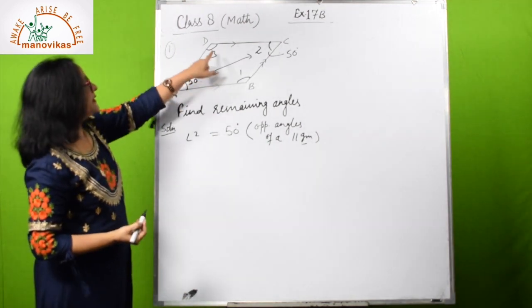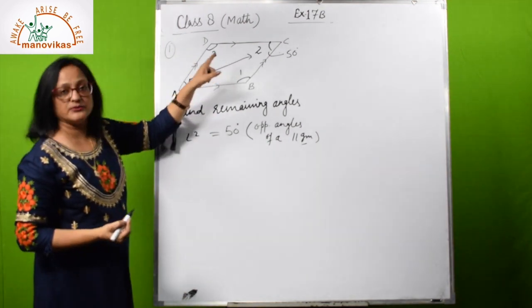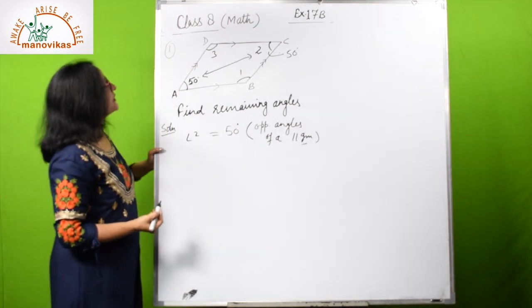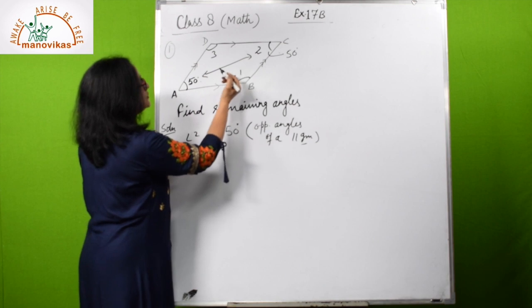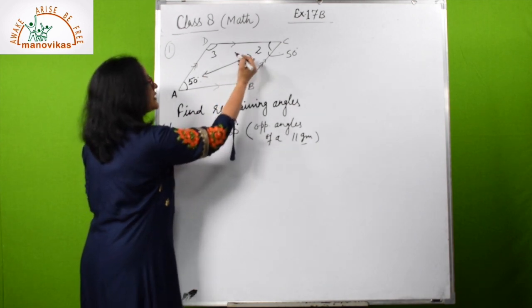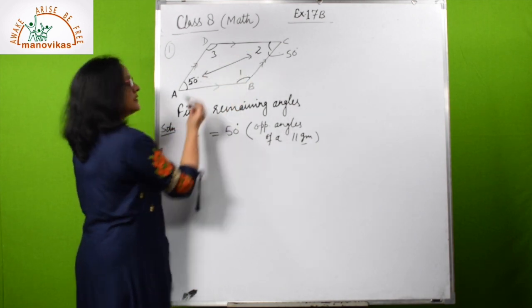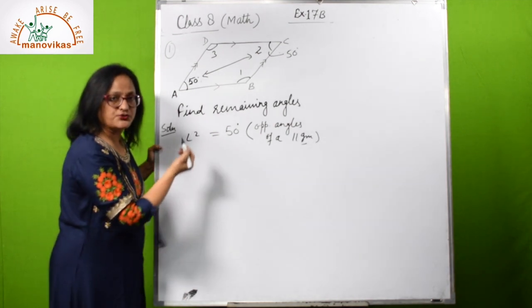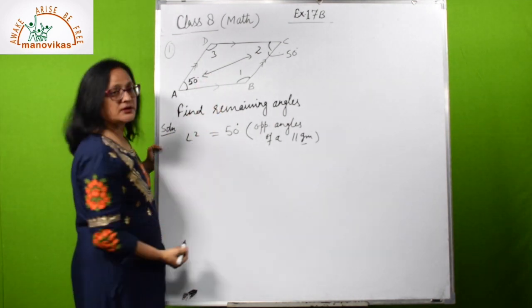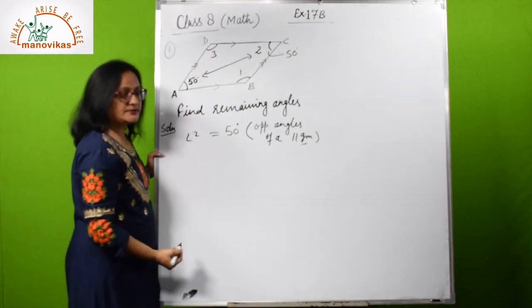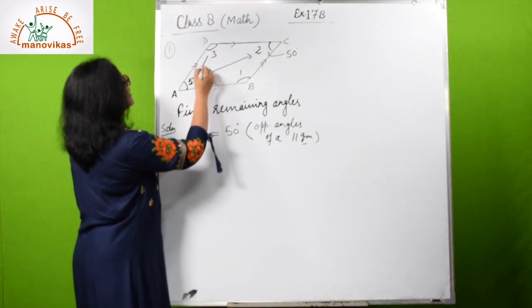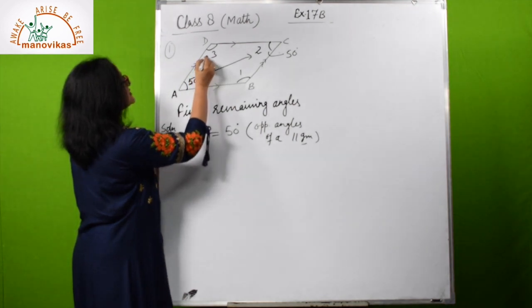If you find any one angle, then angle 3 and angle 1 will be equal, so you can write them. Either you can take 3 and 50, 50 and 1, or 2 and 1, and you can use any method here to find any one angle, either 1 or 3. So I am taking angle 3 with the 50 degree angle. What is the connection? Now you have to make the connection between these two angles.